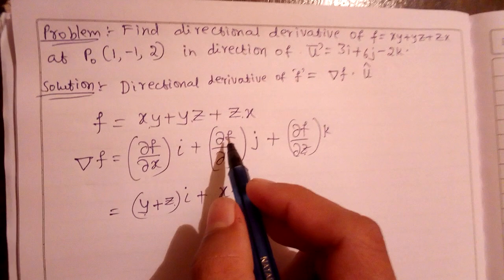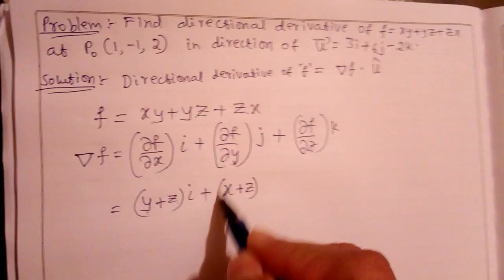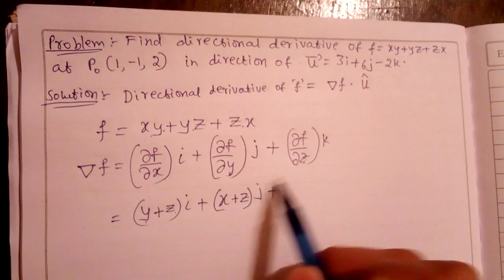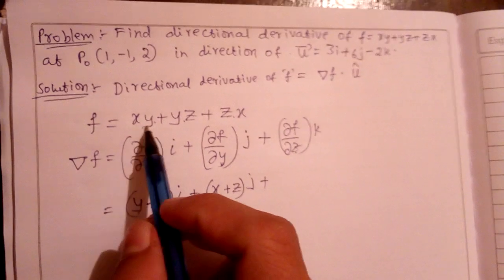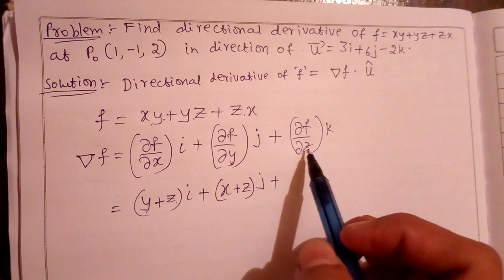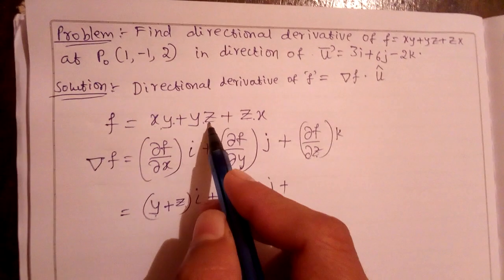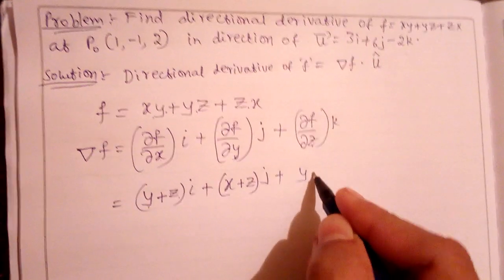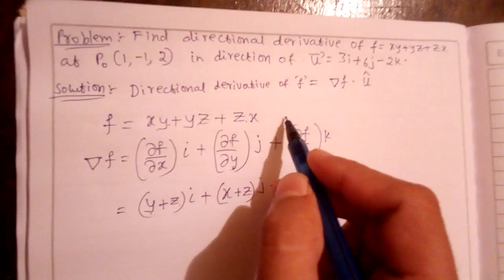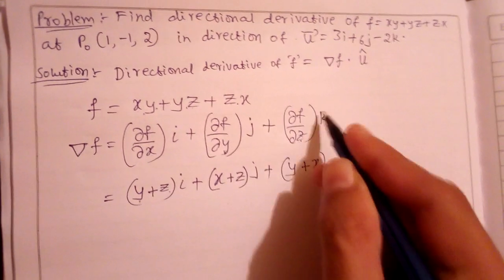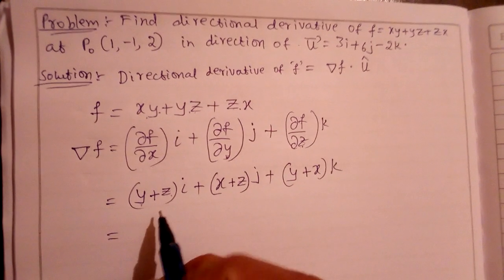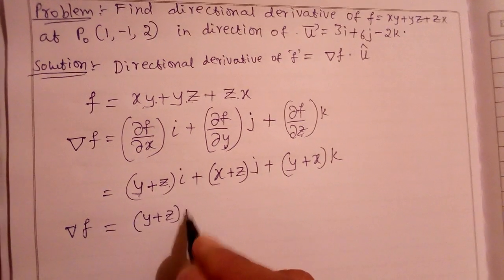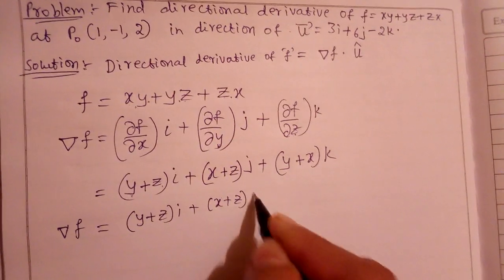Now the partial differentiation of function f with respect to y is (x + z) times j, plus the partial differentiation of xy with respect to z becomes 0, because they are considered constants while partially differentiating with respect to z. Now the partial differentiation of yz with respect to z is y, and the partial differentiation of zx with respect to z is x. So the partial differentiation of the whole function f with respect to z is (y + x) times k. Now, this is the gradient vector of function f: (y + z)i + (x + z)j + (y + x)k.